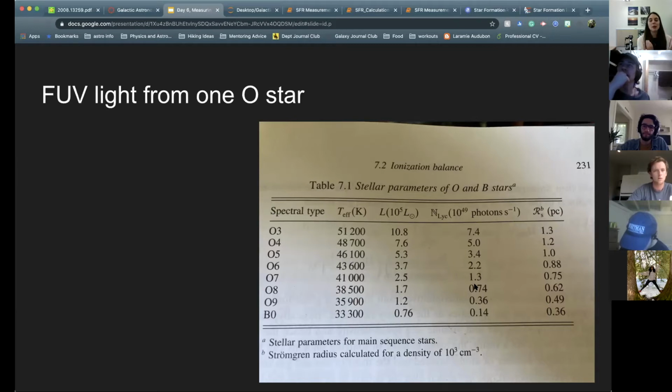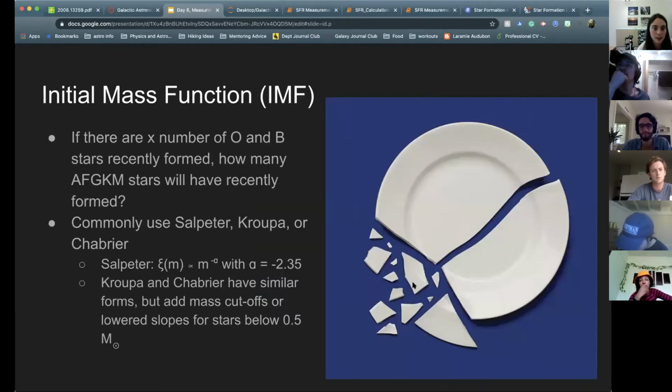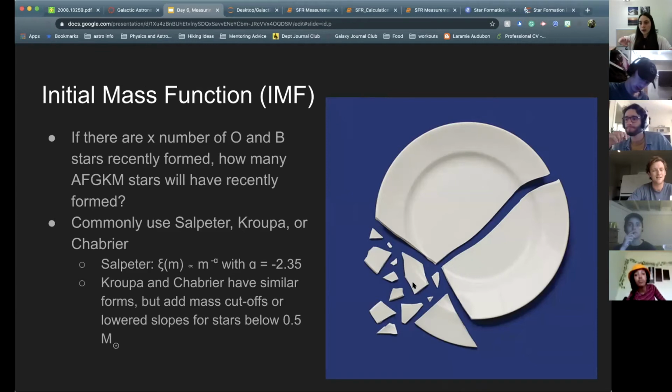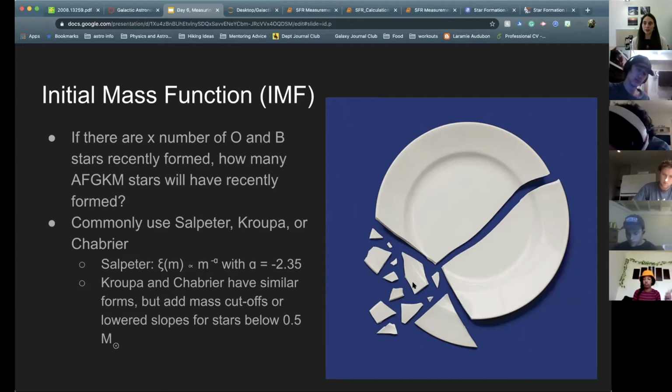So if we know our number of O and B stars that formed recently, we also want to know how many AFGKM stars formed recently. So this is where we bring in something called an initial mass function. If 10 O and B stars formed, then that means 100 K stars also formed. And so this is just kind of a prediction of how many differently massed stars there are, the initial mass function.